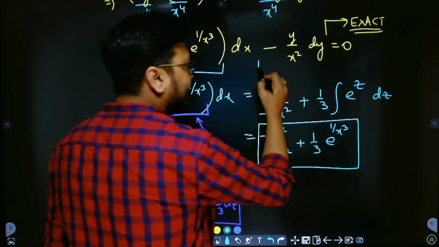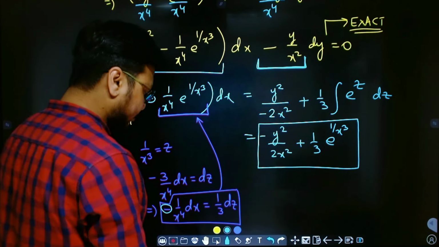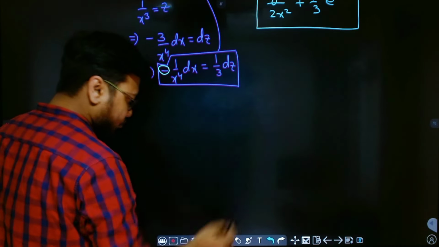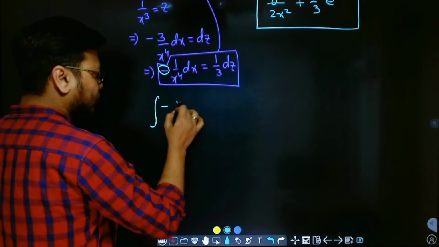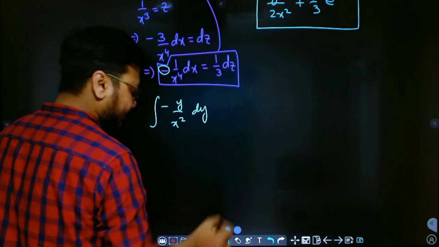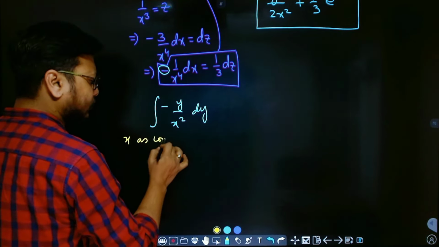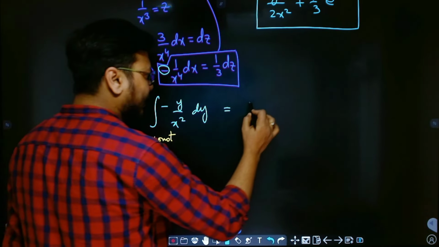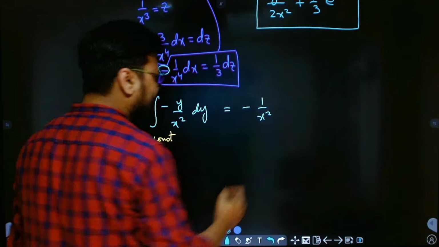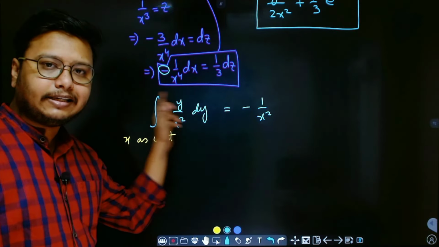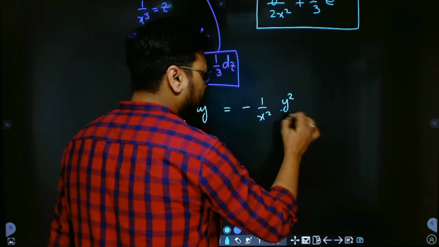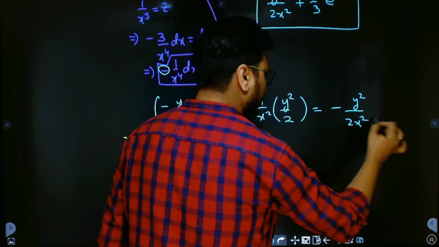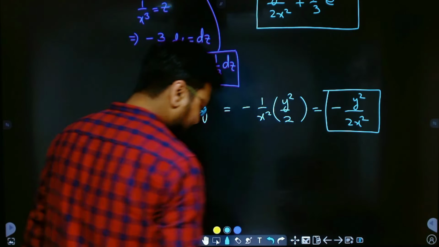Now I'm going to do the integration of the second portion. So integration of minus y upon x square with respect to y, treating x as constant, right? If I do this integration, I can bring the x outside, so basically minus 1 by x square outside. I have integration of y dy, which is y square upon 2. So that means minus y square upon 2x square. So this is the value from the second integration.